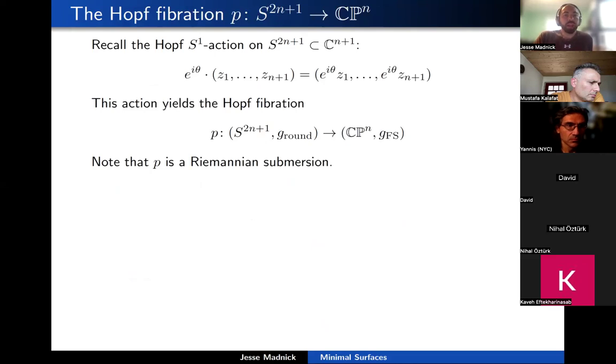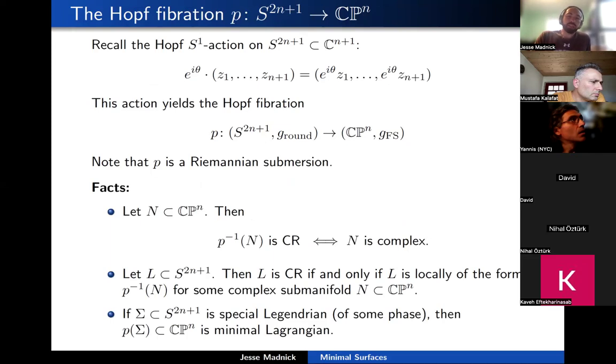The other relevant aspect of the 2n plus 1 sphere that's incredibly important is, of course, the Hopf fibration. Remember, we have this Hopf S1 action on the odd dimensional spheres. This action gives us the Hopf fibration down to CPn with its Fubini-Study metric. This is a Riemannian submersion.